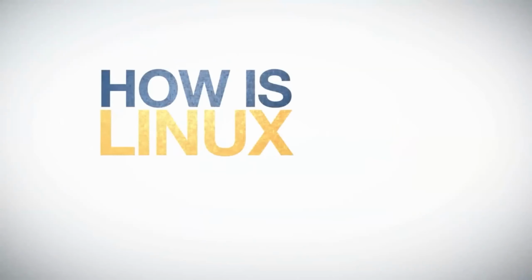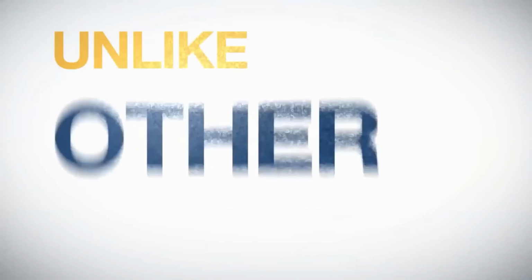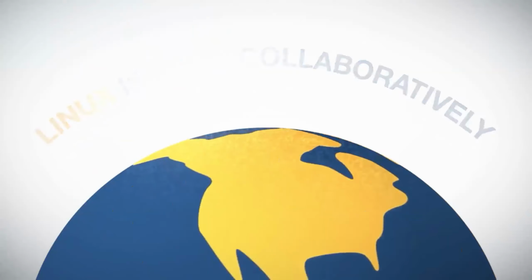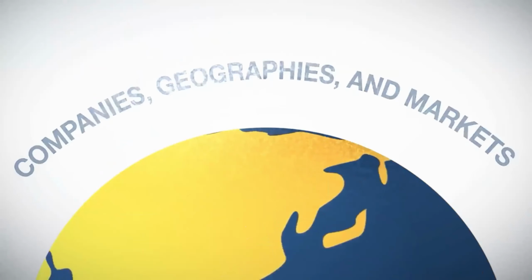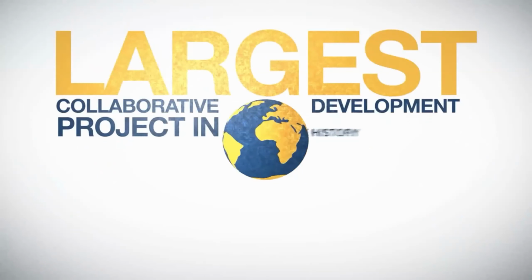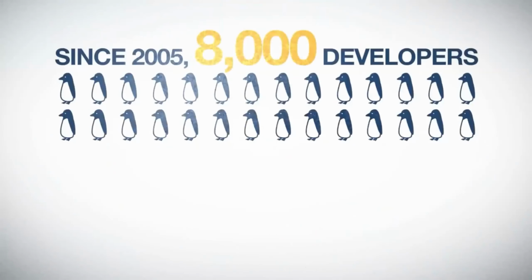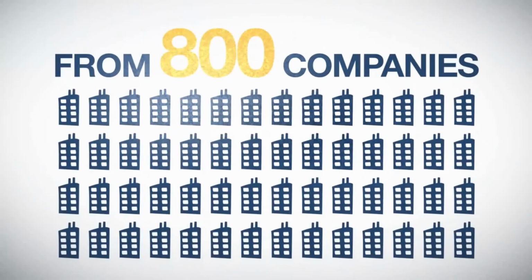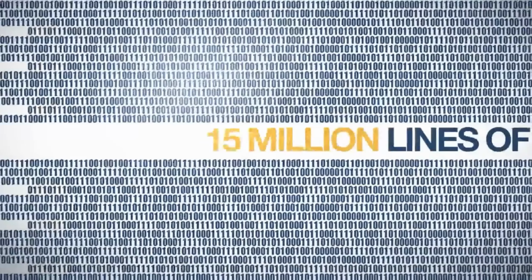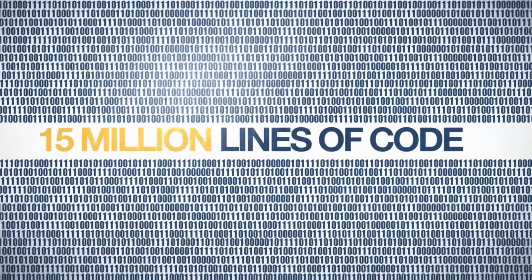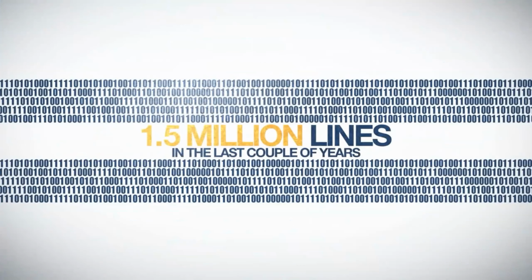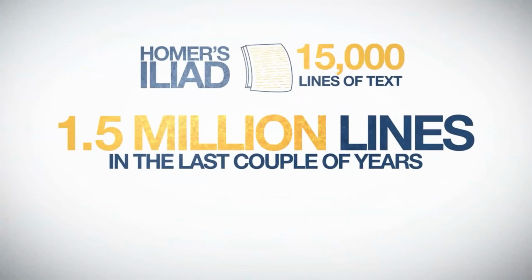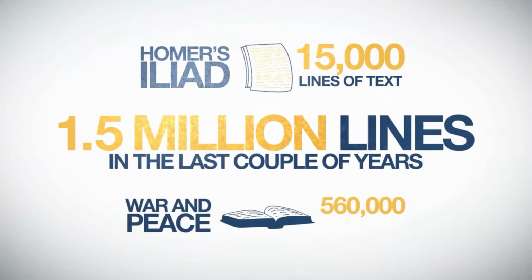So, how was Linux developed to achieve all of this? Unlike other operating systems, like Windows or iOS, Linux is built collaboratively across companies, geographies, and markets, resulting in the largest collaborative development project in the history of computing. Just since 2005, about 8,000 developers from almost 800 companies have contributed to the Linux kernel. These contributions have resulted in 15 million lines of code, 1.5 million written in just the last couple of years. Consider that Homer's epic Iliad poem is a mere 15,000 lines of text. The novel War and Peace, just 560,000 words.